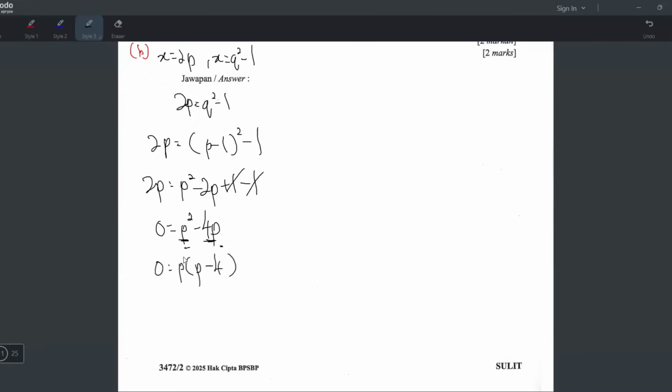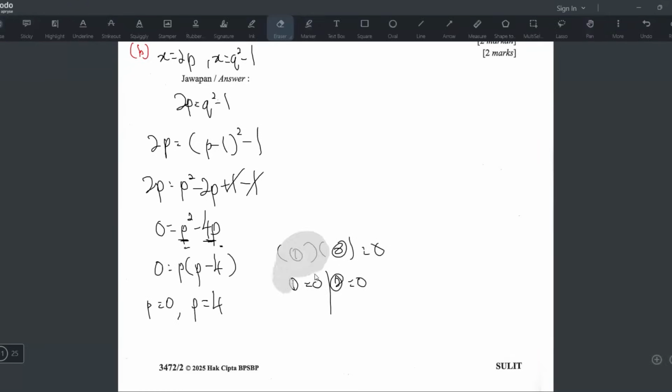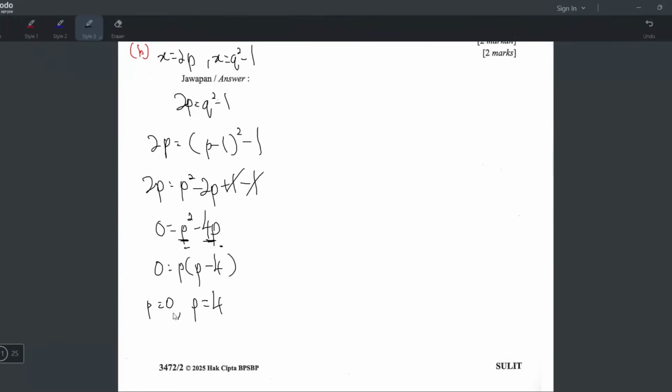And why did I do it like that? Because after I pull it out, you get something times something equals 0. So you can take the first bracket equals 0, and then the second bracket also equals 0. So you just do P equals 0, and then P minus 4 also equals 0. So P is 4. Like that. Okay, if you use your calculator to press the ABC, you'll get the same answer also. So yeah. Alright, after you reach here, you have to reject this.